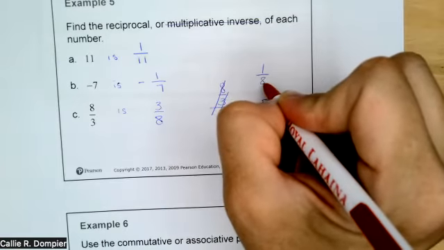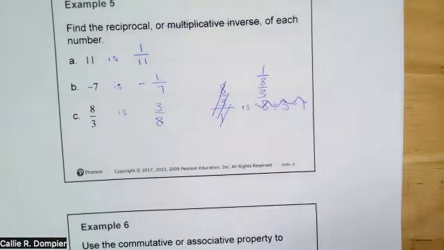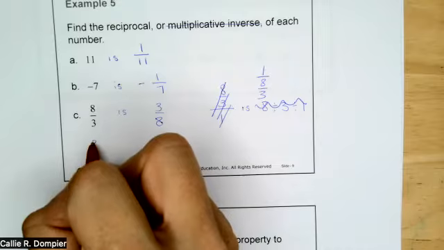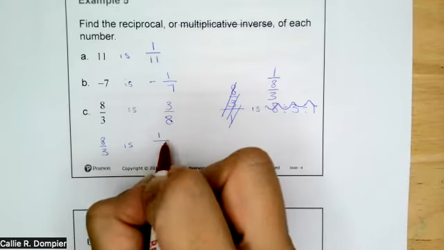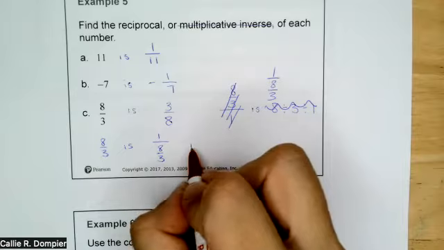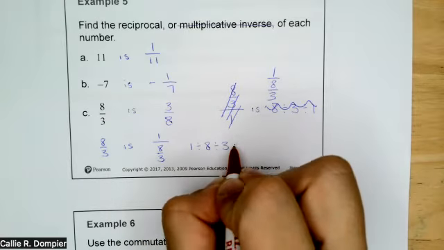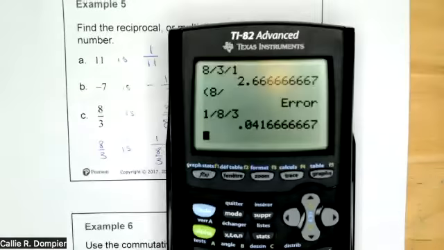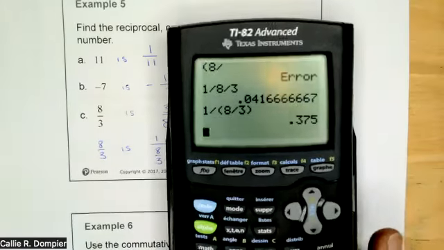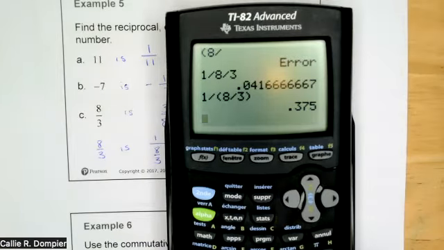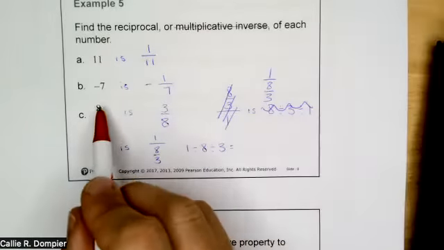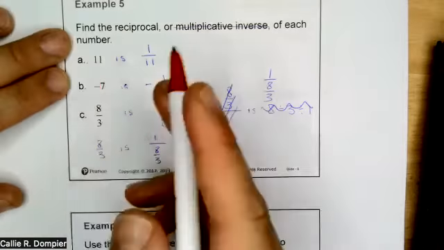1 divided by 8 divided by 3. Didn't even write that down right, right? So the reciprocal is 1 over that number, right? 8/3 is 1 over 8/3. 1 divided by 8 divided by 3 is 0.375, and 3/8 is also 0.375. Good. So you don't need to remember that, but you're just flipping it, right?